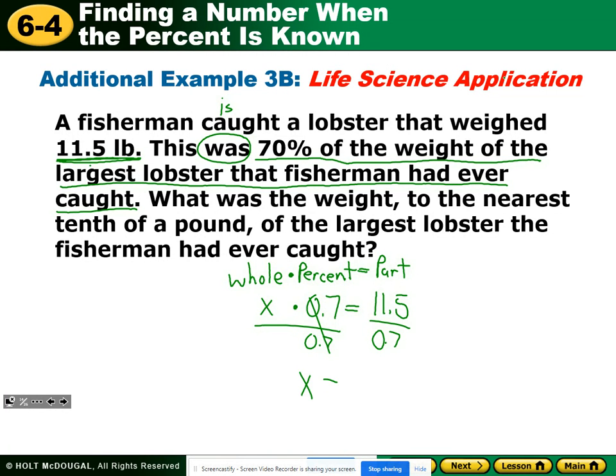0.75. Then x equals... Haley? We're going to get you to put these in here correctly. 16.4. And it goes to the tenth, now 16.42, so that'd be 16.4. That is a ginormous lobster, isn't it? It's almost a megalodon lobster. Okay.